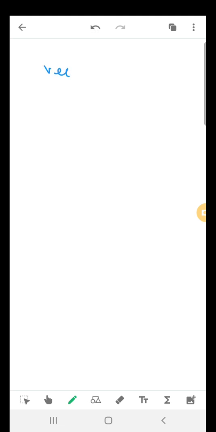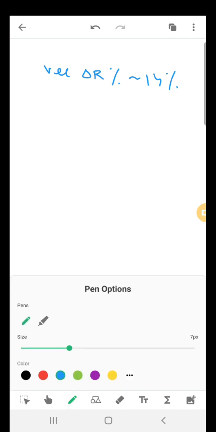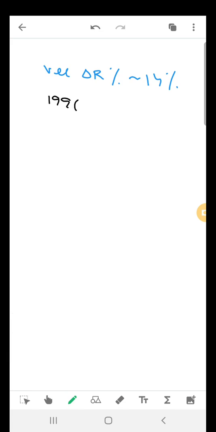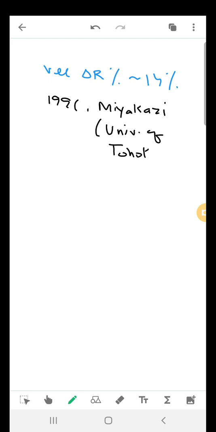The relative delta R percentage was 14%, and it did not attract that much attention at that time, but later on in 1991, Miyazaki at the University of Tohoku, sorry, not Tokyo, rekindled this, and it found that the effect is around 2.7% at room temperature. So this is quite a significant contribution.